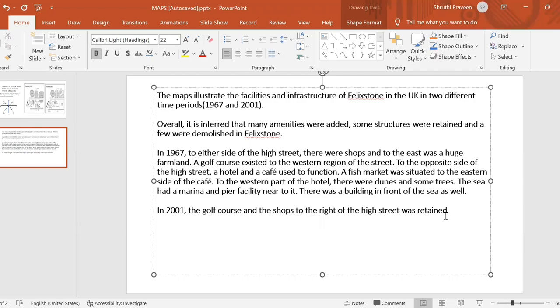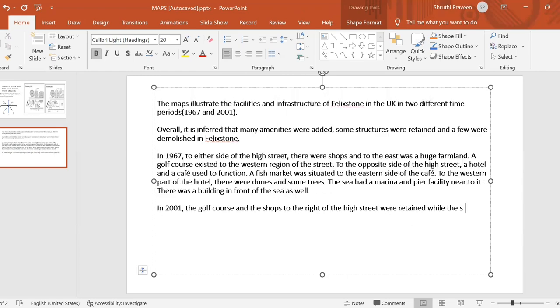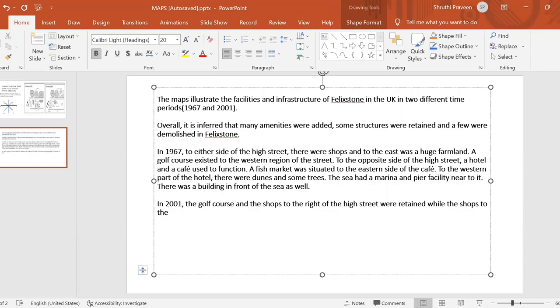Shops to the right of the high street were retained, while the shops to the left were replaced by an apartment complex.